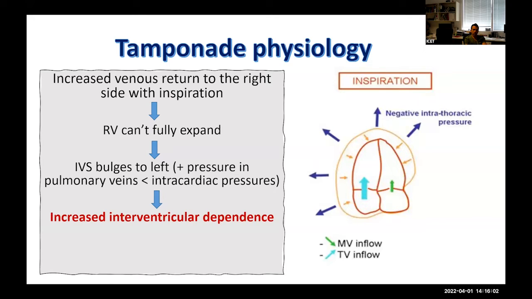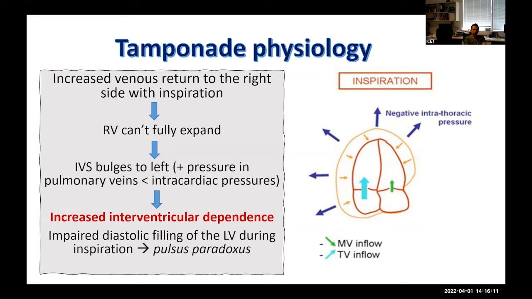So this actually fulfills criteria for increased interventricular dependence when you have the movement of the septum. And if you have impaired diastolic filling of the left ventricle during inspiration, that can sometimes, but not very often, give rise to pulsus paradoxus. Now, pulsus paradoxus is the drop greater than 10 millimeters of mercury in your systolic blood pressure during inspiration. But in actual fact, it's not a paradox because it happens to a very small amount under usual circumstances. But I don't know why it was called paradoxus.